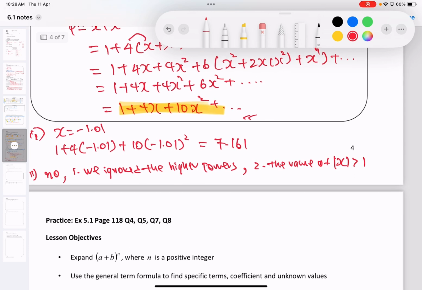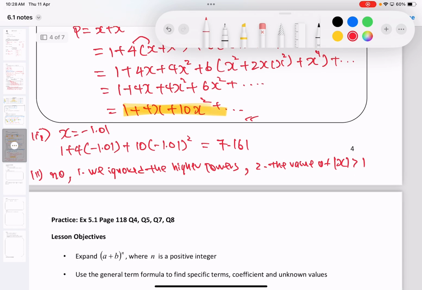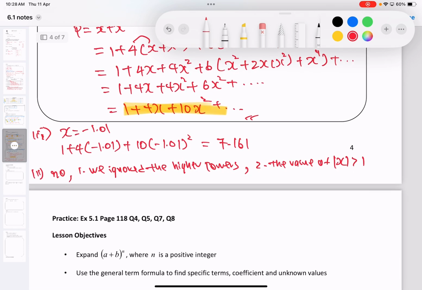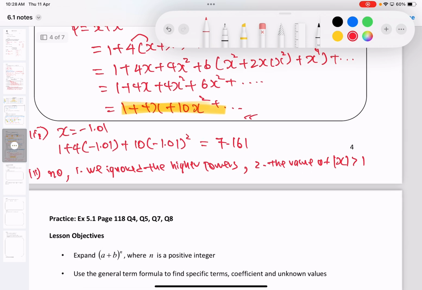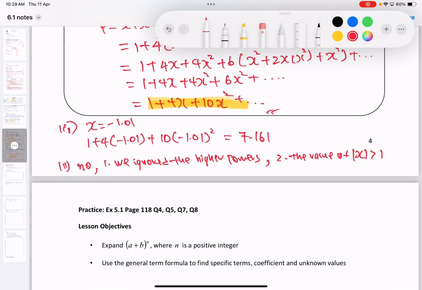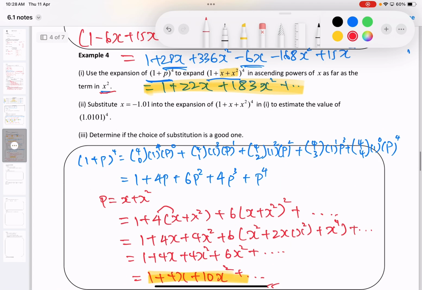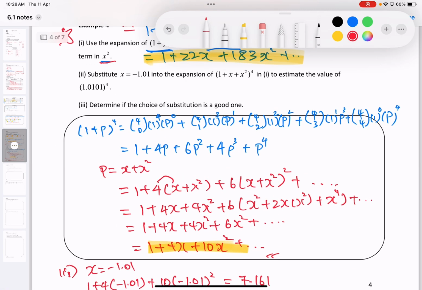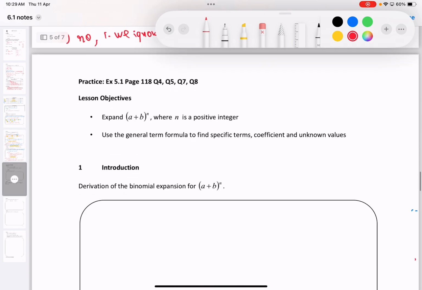Number 1, we ignore the higher powers. Number 2, why can we not ignore the higher powers? Because the modulus, the value of x, is actually greater than 1. This is a very common exam question, so please put a star beside it. It's always tested. Would it be tested for your WA? I don't know, but this one is not so easy. Your WA is actually very easy, so do we test it? I don't know. Okay, let's move on.